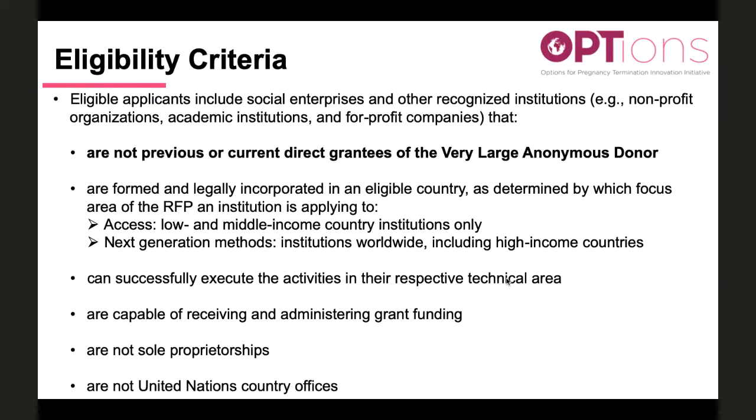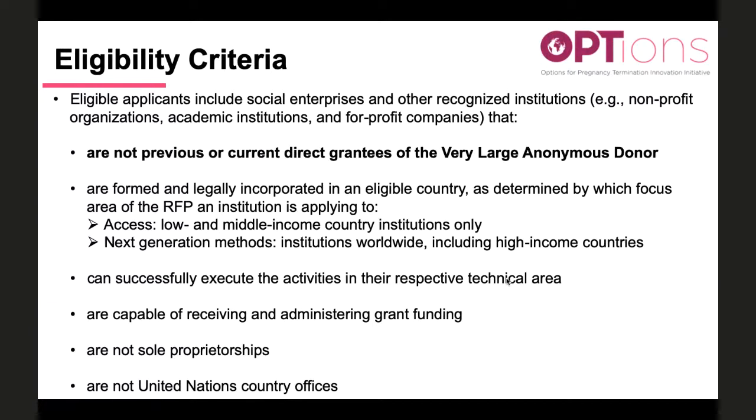It's different for the next generation methods area of focus. Institutions worldwide, including high income countries, are eligible to apply to the next generation methods category. So essentially, if you are a high income country institution, that second area of focus, the next generation methods, is the only category that you would be eligible to apply to. If you're from a lower middle income country institution, you can apply to either.